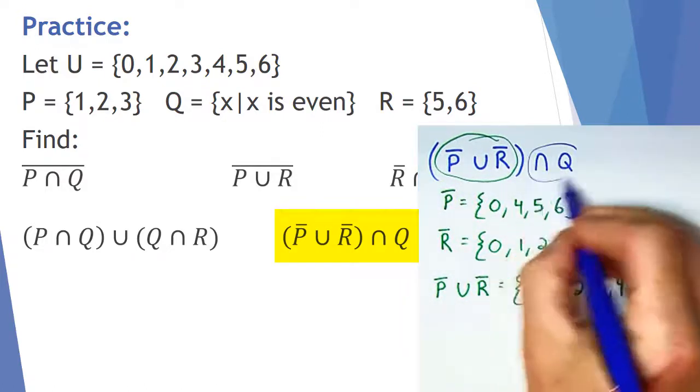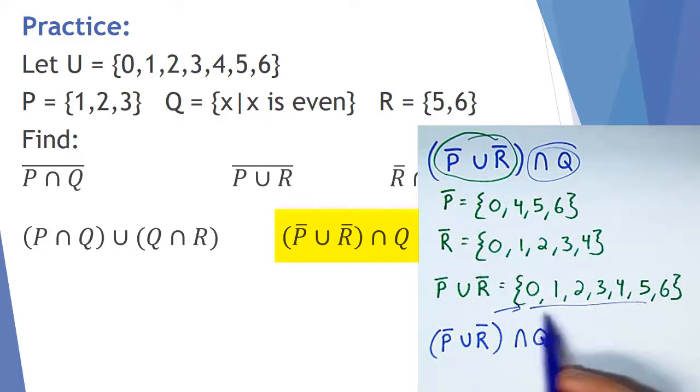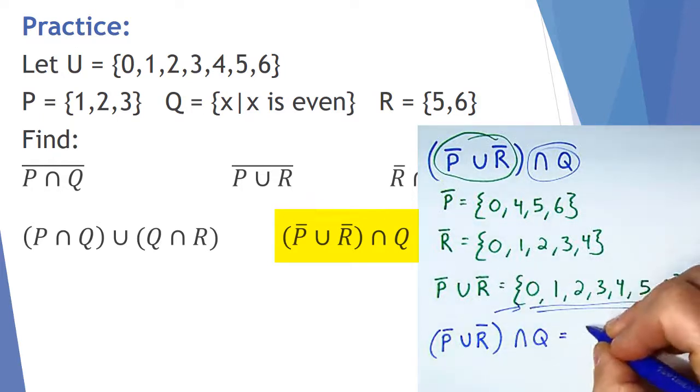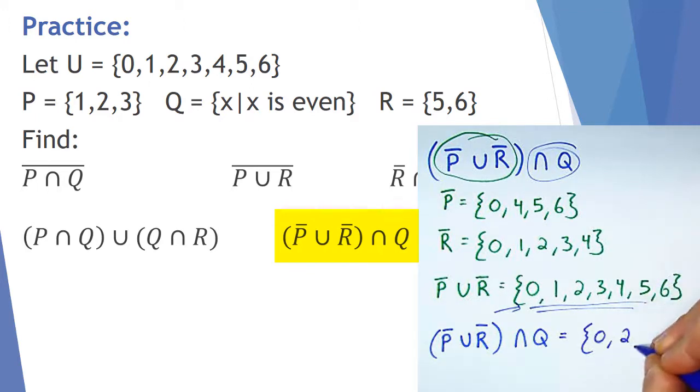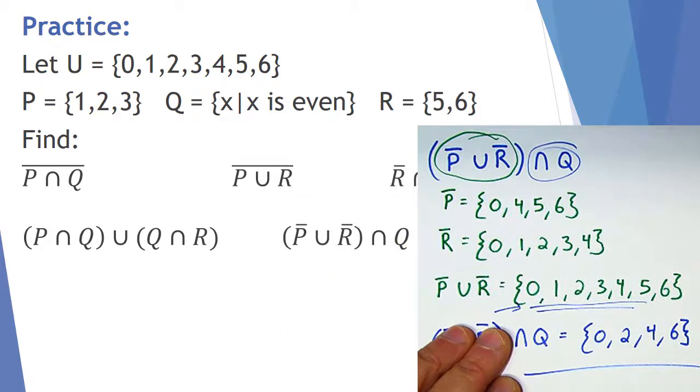Now we want to find out where that intersects with Q. So what numbers are both in this set and in Q? Well, Q consists of the even numbers, and this turns out to be our entire universe. So the numbers that are in both will be just the even numbers, 0, 2, 4, and 6. And in fact, you might notice that if we have an intersection of any set with the entire universe, then the result will be just that smaller set. But we'll see that in one of our properties a little bit later.